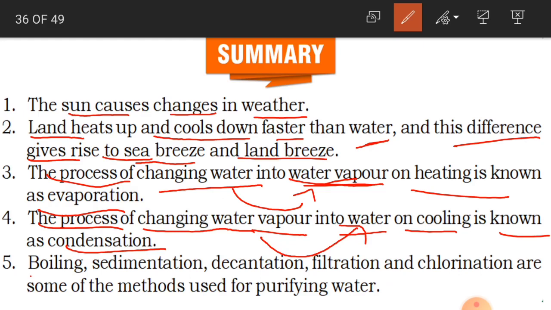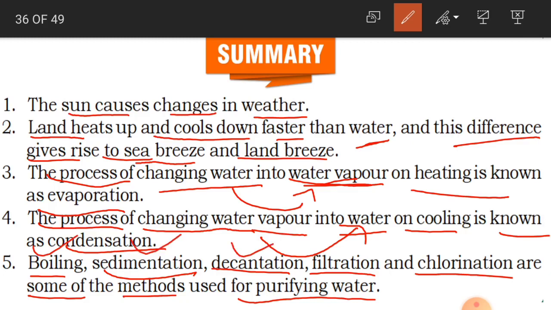Clear, children? Now, boiling, sedimentation, decantation, filtration and chlorination are some of the methods used for purifying water. We learnt that for drinking and cooking, it is very important for us to take pure water. Then how do we purify the water? By boiling, sedimentation, decantation, filtration and chlorination. By all these methods we are going to purify the water.